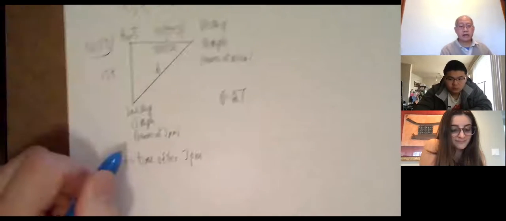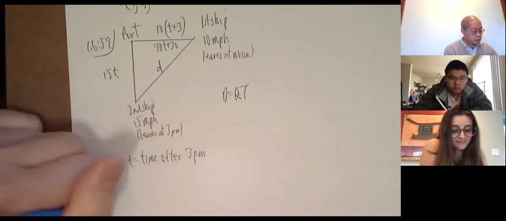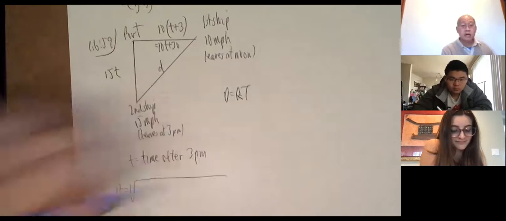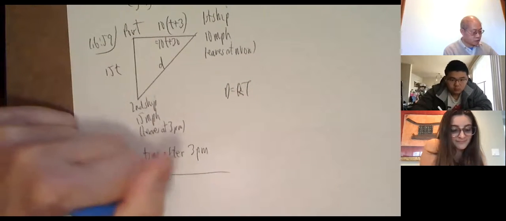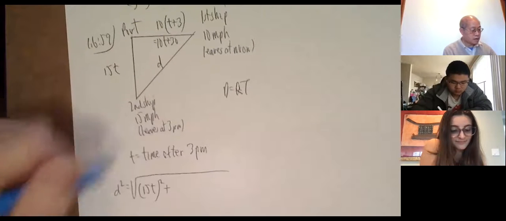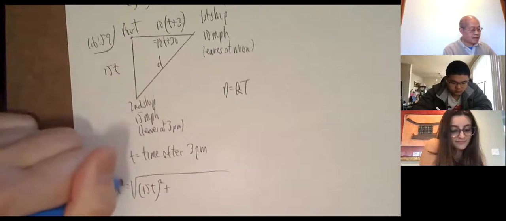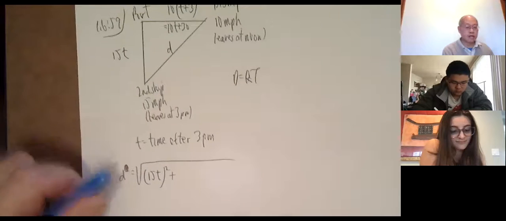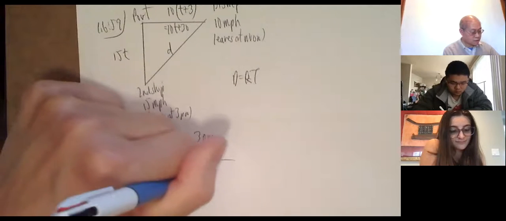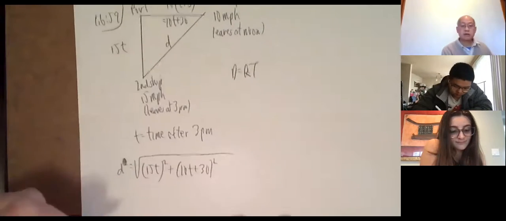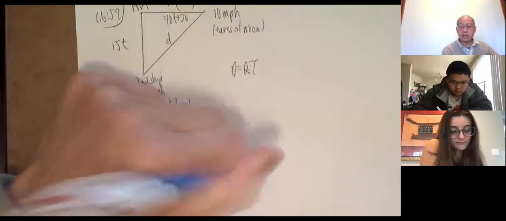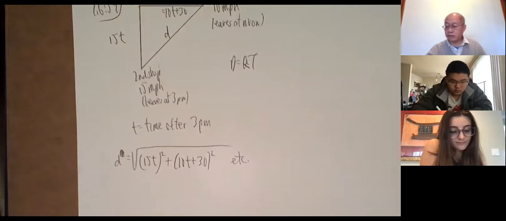Okay, so it's not just the Pythagorean theorem. Sorry, the d. The d is the square root of (15t) squared plus (10t plus 30) squared. And I'll just say et cetera for that. Leave the rest of that one alone. Okay.